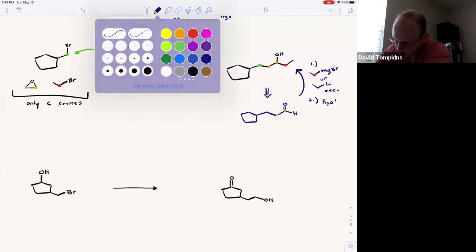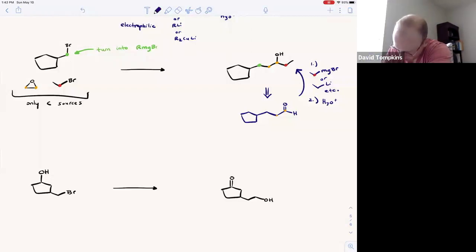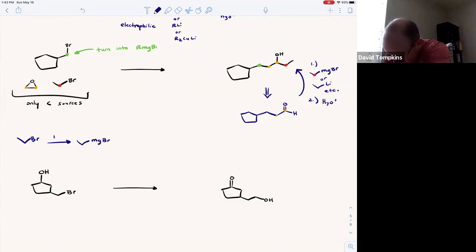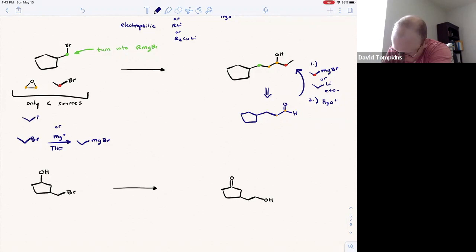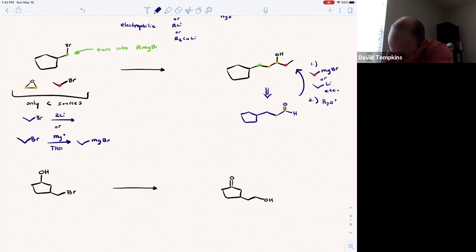However, you would have to show how you made that organometallic. If your only carbon source is ethyl bromide, you would turn that into ethyl magnesium bromide by adding magnesium 0 and some ether solvent. Alternatively, you could use 2 equivalents of lithium in a hexane solvent, and that would give your organolithium.